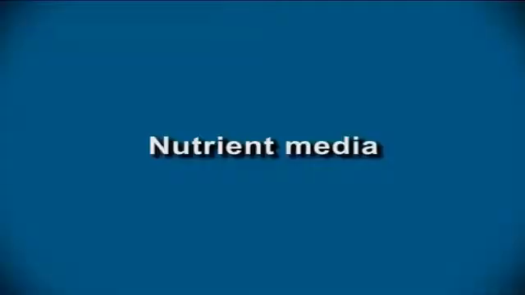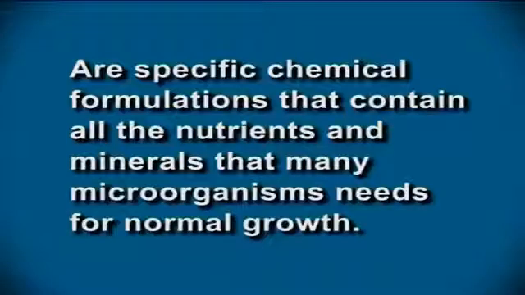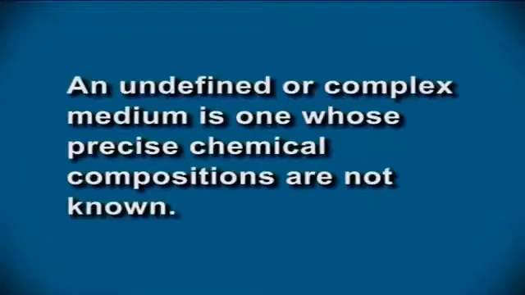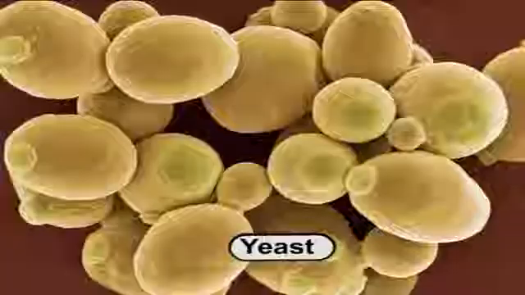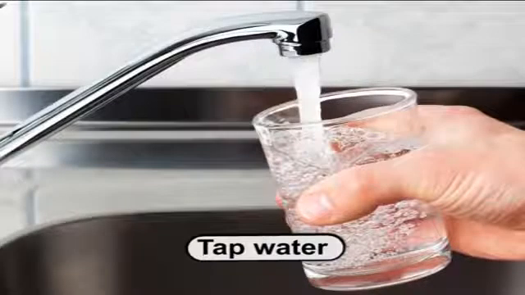Media are classified based on the nutrient as follows. Nutrient media. Nutrient media are specific chemical formulations that contain all the nutrients and minerals that many microorganisms need for normal growth. Defined medium. A defined medium is one whose precise chemical composition is known. Undefined medium. An undefined or complex medium is one whose precise chemical composition is not known. An undefined or complex medium may have a variable composition due to the inclusion of a component such as blood, yeast, and meat extract or tap water.